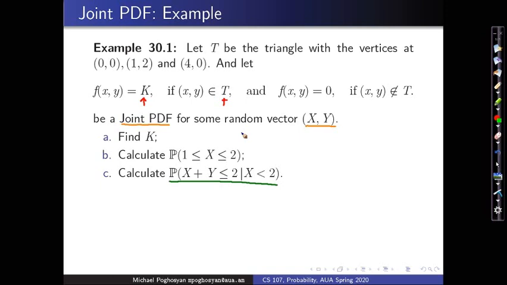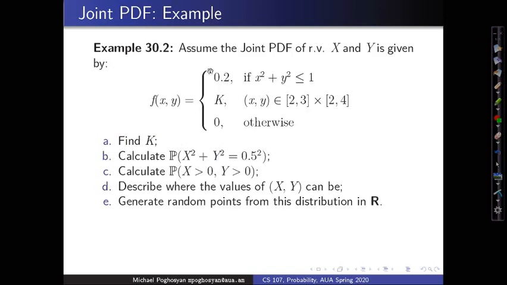Let's move back to our problem. So we have solved this problem. The next problem is the following. Our joint PDF of x and y is given by this formula. So what is this formula saying? F is 0.2, constant, over the unit disk centered at the origin. F is another constant k, unknown, we need to find that k, over this region, and 0 otherwise.